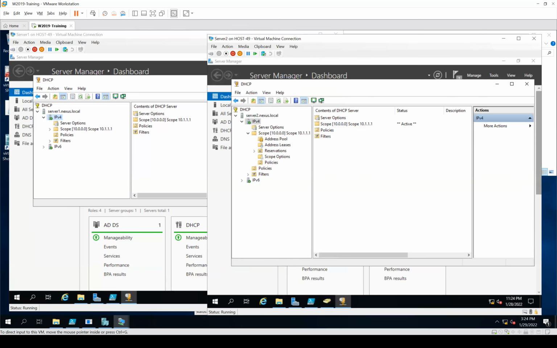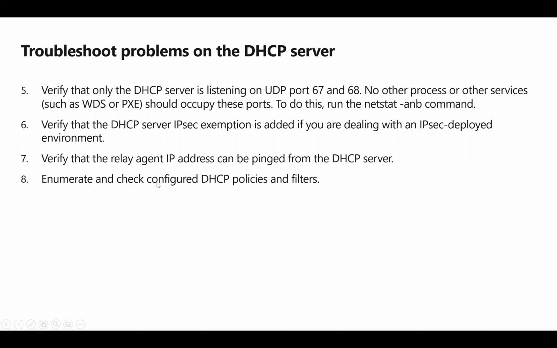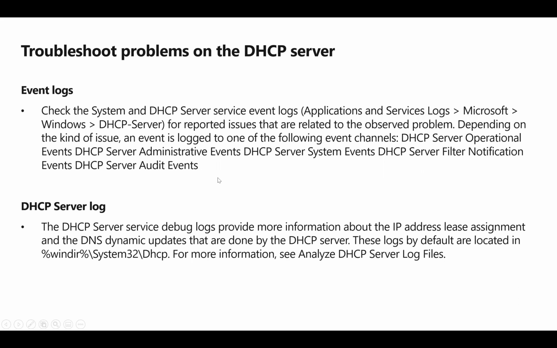So next is troubleshooting. Troubleshoot problems on the DHCP server. So first you have to identify what ports they're listening to. Ideally, DHCP should listen to 67. So how do you verify? Netstat ka, no? Verify the IPsec exemption is added if you're dealing with IPsec deployment, and then verify the relay agent.